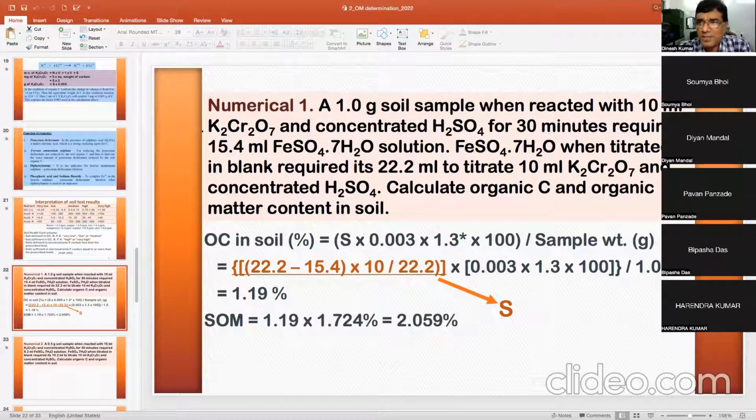Harinder, are you doing it? Yes, sir. Okay, please do it. Such questions are asked in your entrance exam or some ARS examinations. So you need to prepare numericals also.